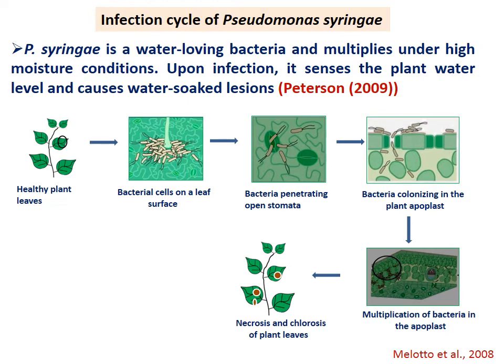Infection cycle of Pseudomonas syringae. Pseudomonas syringae increases its number in the presence of high water levels, which indicates that it is a water-loving bacteria. Upon infection, it senses the plant water level and damages the plant leaves.